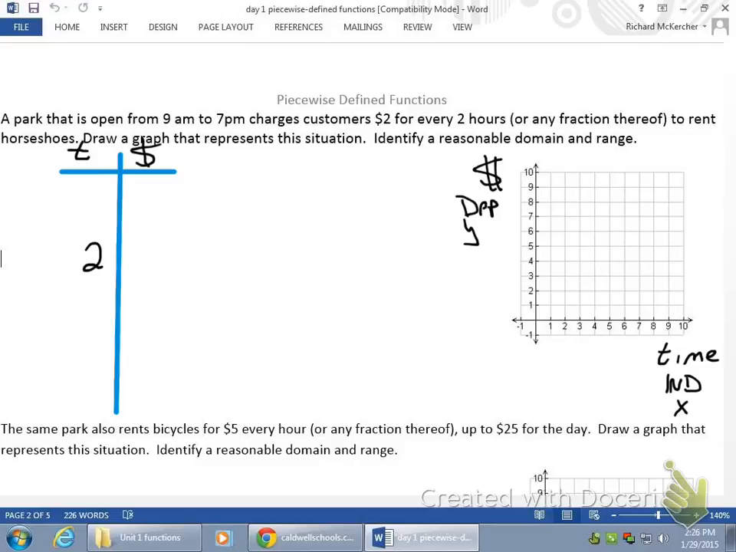I think we all understand that if I rent it for 2 hours, I'm charged $2. If I rent it for 4 hours, I'm charged $4. And if I rent it for 6, I'm charged $6. But the question is, how much are you charged for 1?